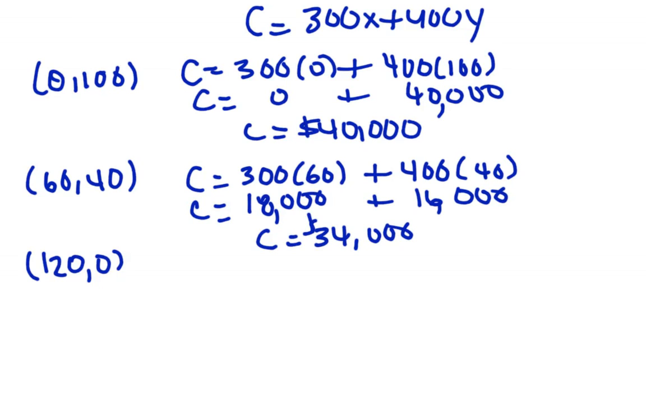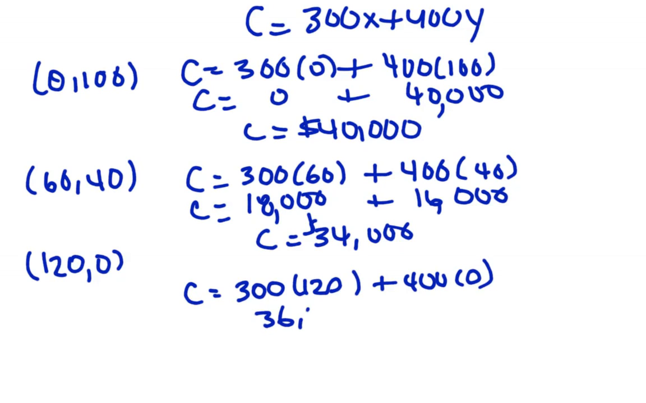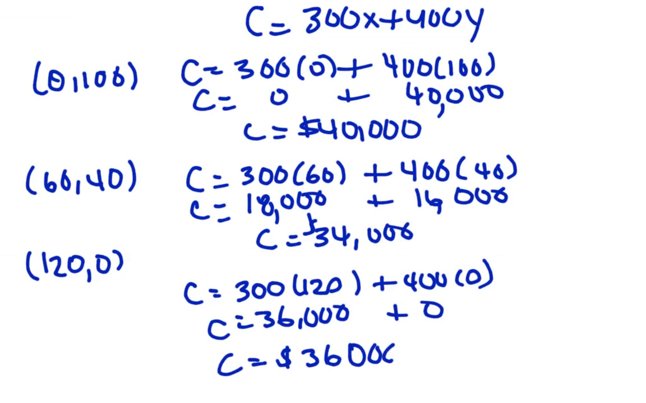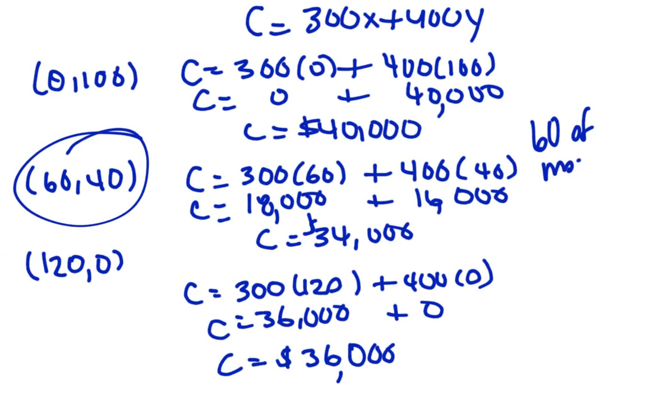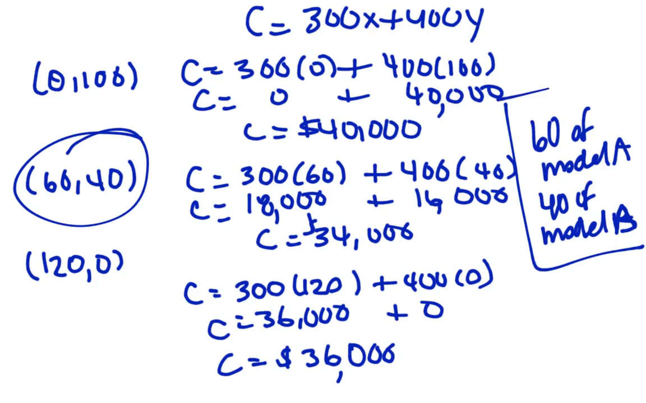So that's less. 120: so we have 300 times 120 plus 400 times 0. That gives me 36,000. Plus 0, that gives me a cost of 36,000. So it looks like this is my winner. So translating that, that is 60 of Model A that we want to order and 40 of Model B. And that gives me the answer I am looking for.